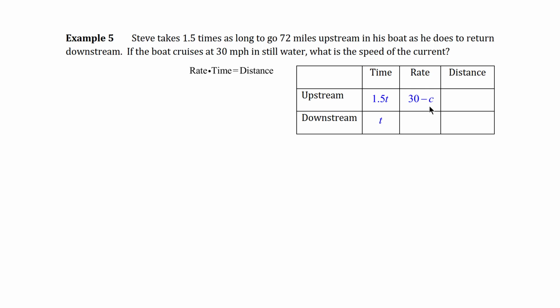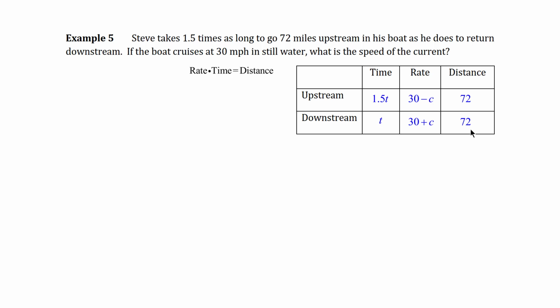Now going downstream, the boat is going with the current, meaning that the current is actually pushing the boat, making it go faster. So going downstream, the rate is going to be 30 plus c. Next, we need to fill in the distance column. We know that the distance going upstream and downstream is the same, so we just write 72 for both entries.